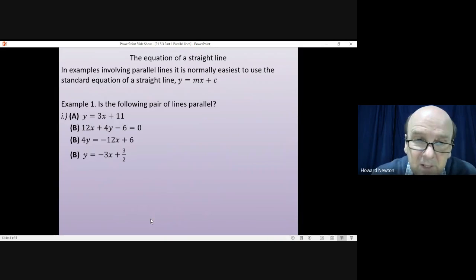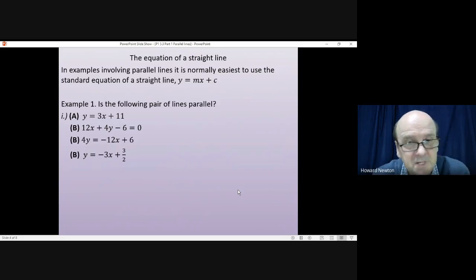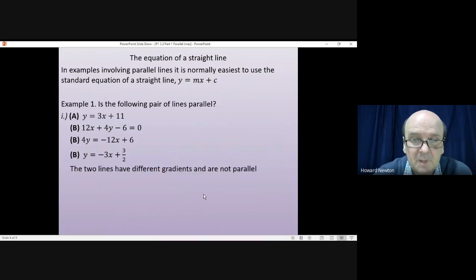Now you've got to be careful here. The gradient of the first line is plus 3, which means it goes uphill from left to right. The gradient of the second line is minus 3, which means it goes downhill from left to right. So no, they don't go in the same direction. 3 and minus 3 are different gradients from each other. So no, the two lines are not parallel.